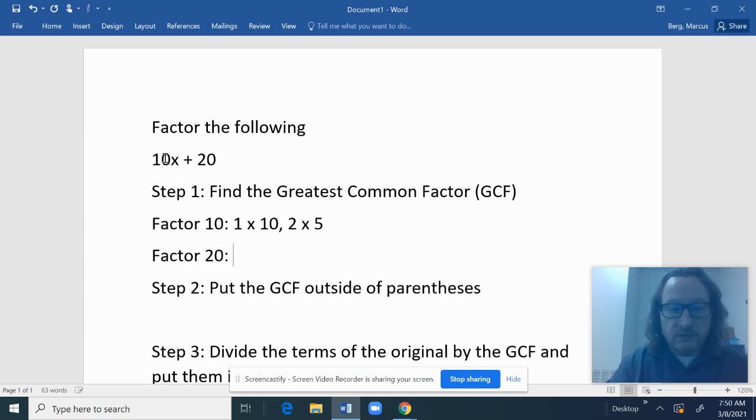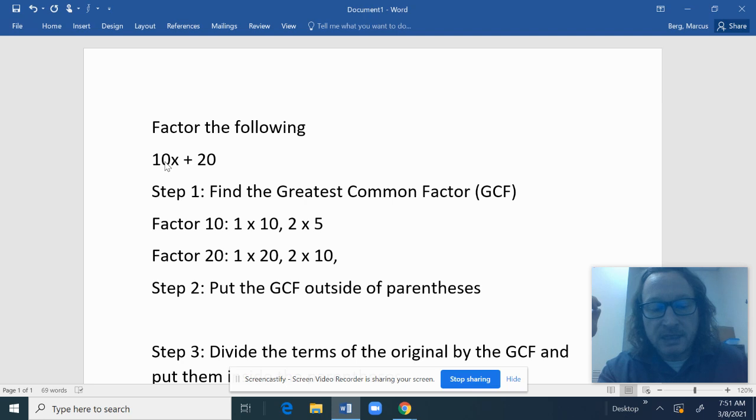Now, what about 20? Let's factor 20. We're going to start with 1 again. And this time we'll do 1 times whatever the number is, 20. And 2. How many times does 2 go into 20? Since 20 is even, we know 2 goes into every even number. So that would be 2 times 10. 3 times 7 is 21. 3 times 6 is 18. That doesn't work. 4 doesn't work. 5 works. And then we're at 5 times 4.